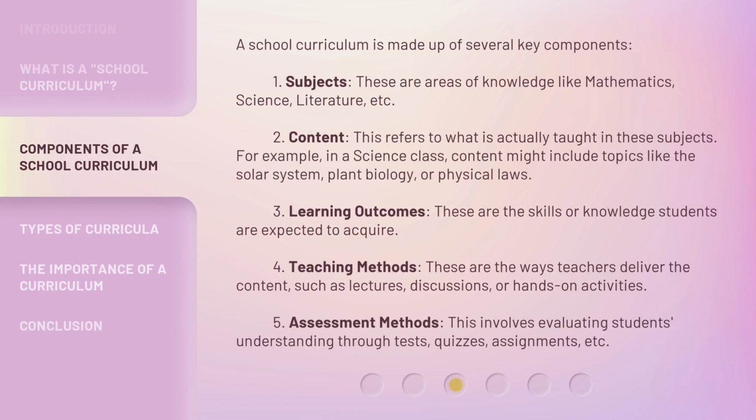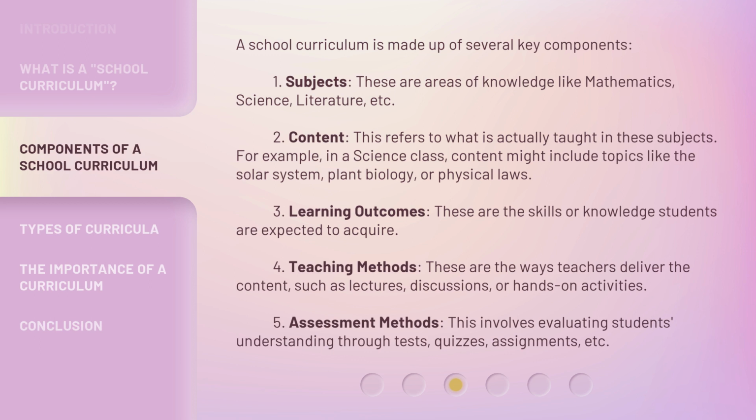A school curriculum is made up of several key components. 1. Subjects. These are areas of knowledge like mathematics, science, literature, etc. 2. Content. This refers to what is actually taught in these subjects. For example, in a science class, content might include topics like the solar system, plant biology, or physical laws.